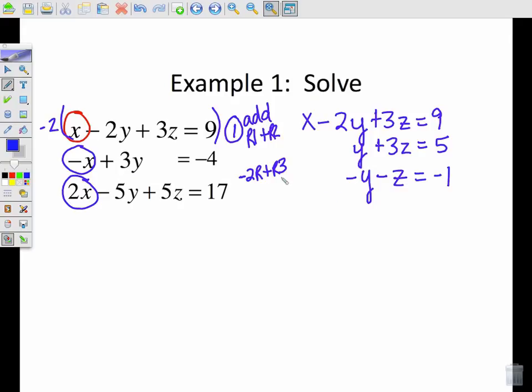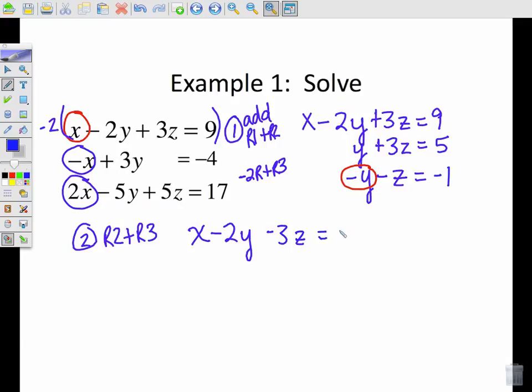Okay, now we need to eliminate, this is my next position here, so this is where we'll go with step 2. We need to eliminate this y. Well, I can do that by adding equation 2 to equation 3. So step 2, row 2 plus row 3. And my first row doesn't change.